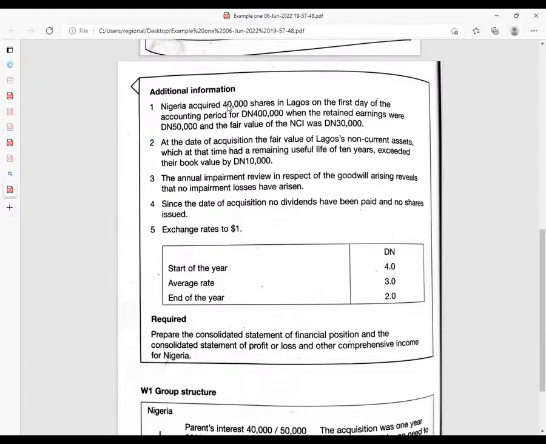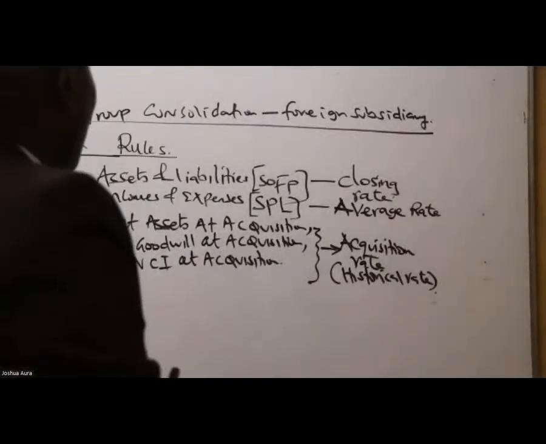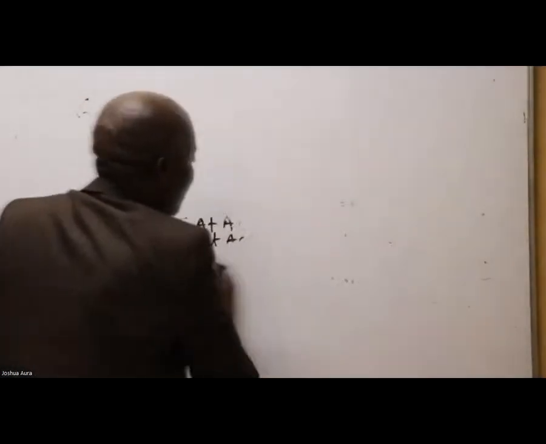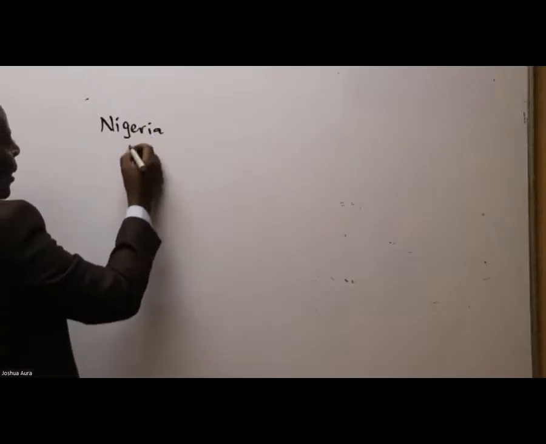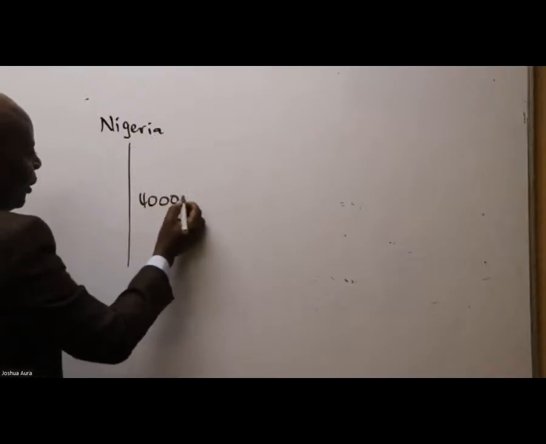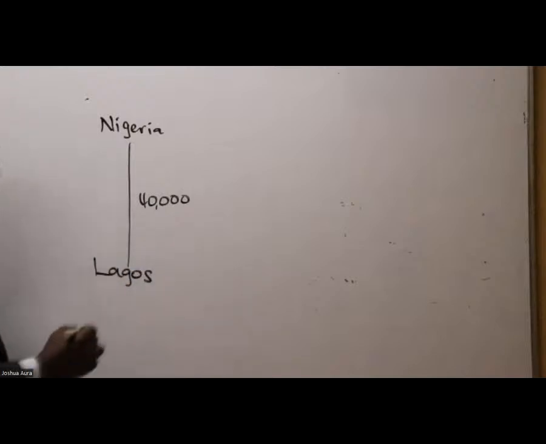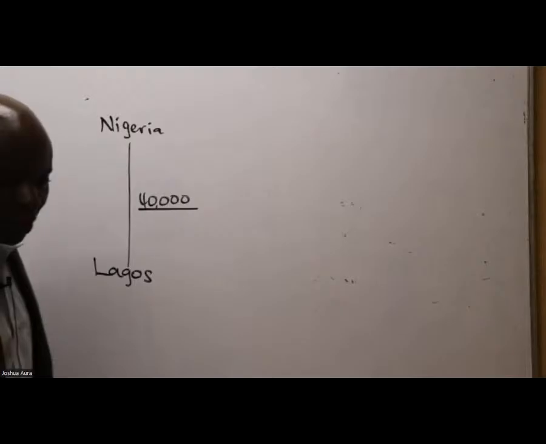So Nigeria acquired how many shares? 40,000 shares in Lagos. So we have here Nigeria, a company called Nigeria, acquired 40,000 shares of a small company called Lagos. I'm interested in knowing the percentage of this investment. So we bought 40,000 shares of Lagos.